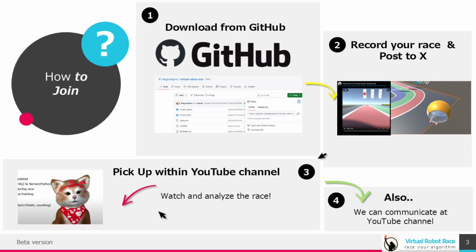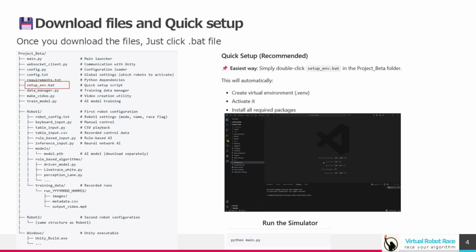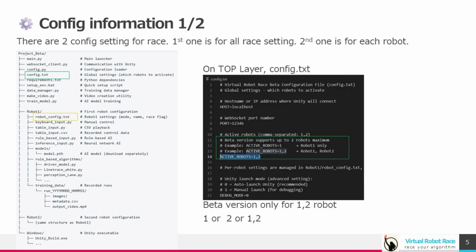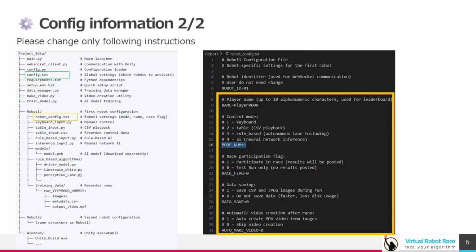Okay, but there are a couple of configuration things to know about. There are 2 tiers of settings. That's right. The first one is for all the big race settings, the track, difficulty, that kind of thing. The second level is for each robot-specific setup. And a quick beta note here. Right now, it only covers 1 or 2 robot settings. The main settings file is config.txt, right in the top layer of the directory.